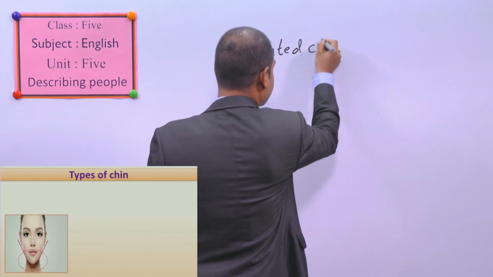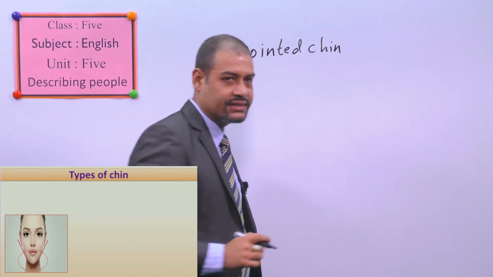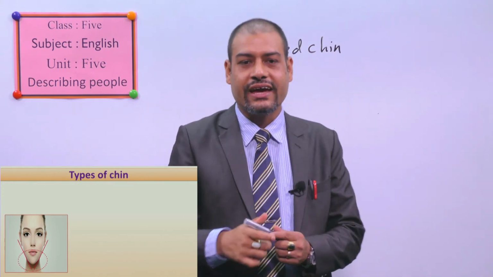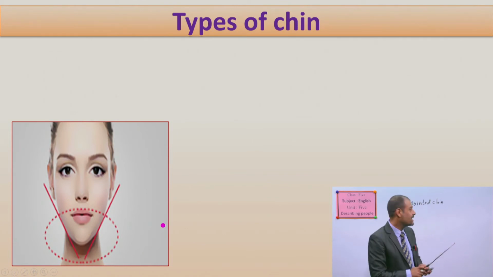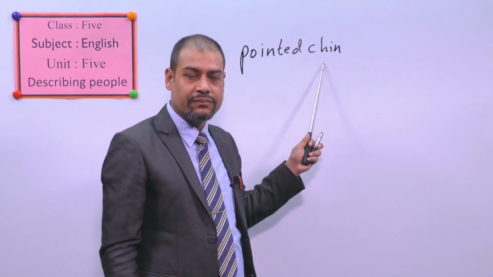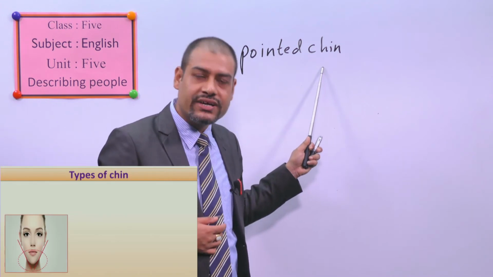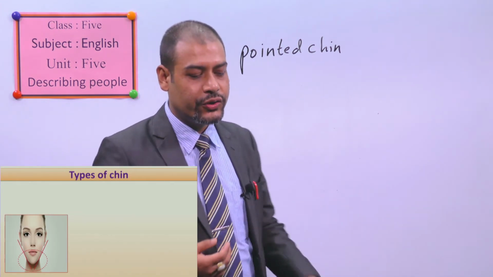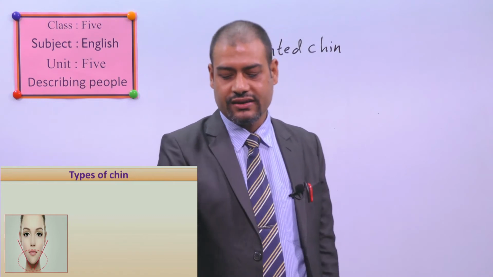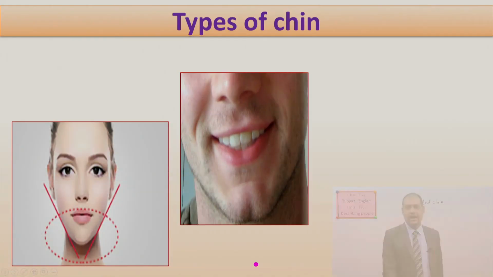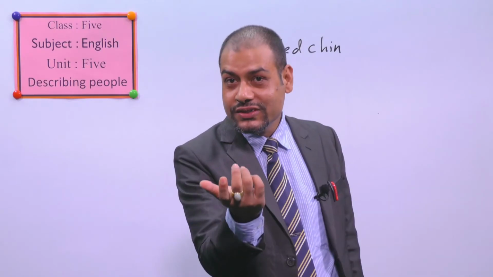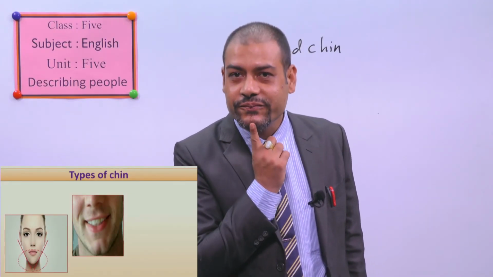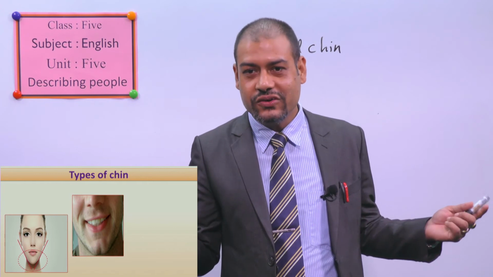P-O-I-N-T-E-D, pointed chin. Look, dear students, if we have this type of chin, it is described as pointed chin. Please write it down in your exercise book. Now I want to show you another type of chin. Now this type of chin, look, I have also this type of chin. So how do you describe your English teacher's chin? No idea? Don't worry.